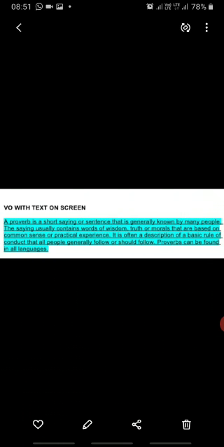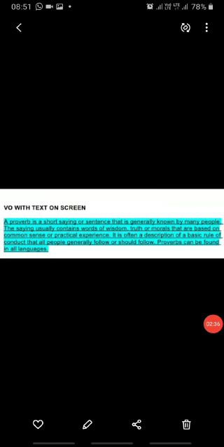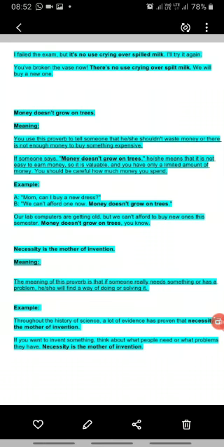So now we will come to the proverb. What do you mean by proverbs? Now students, a proverb is a short saying or sentence that is generally known by many people. That means the saying usually contains words of wisdom, truth, morals that are based on common sense. Okay. Now you can see proverbs can be found in all languages.